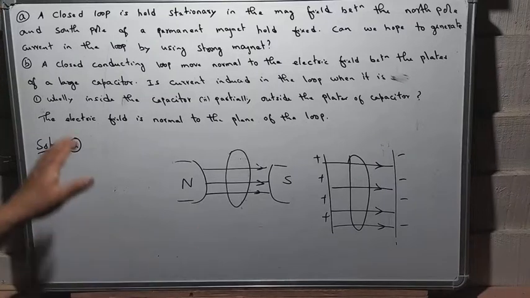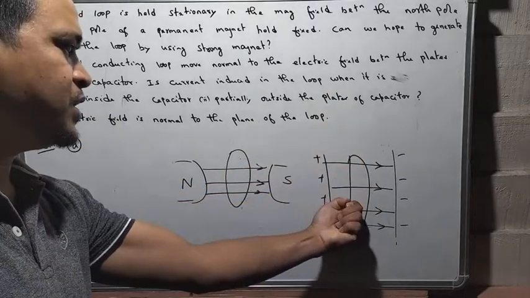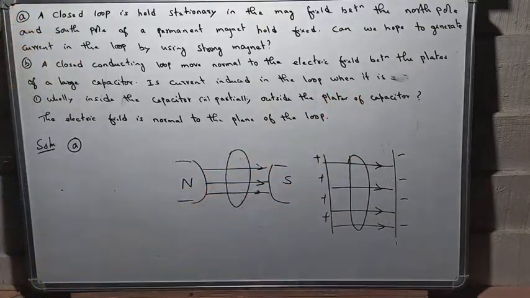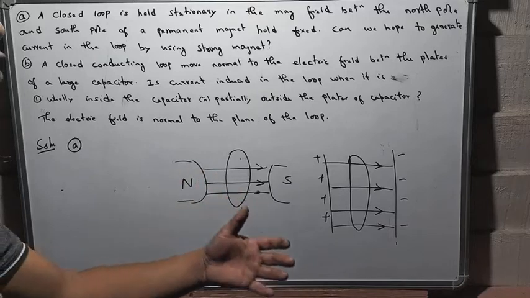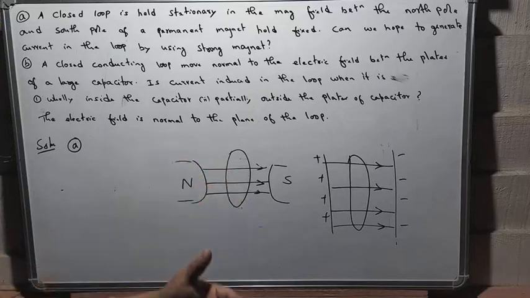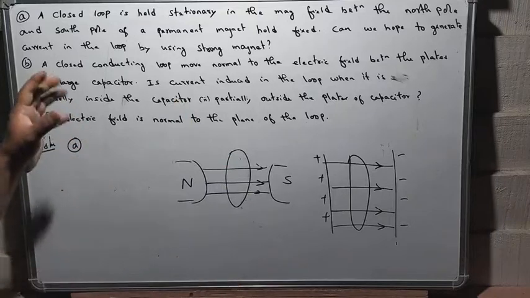Okay, so in both cases, that means in the first case, when the loop is wholly inside, or in the second case, when the loop is partially outside, no current is induced at all, because current can only be induced when the loop is passing through a changing magnetic field. Alright, so that is the answer for these two questions.